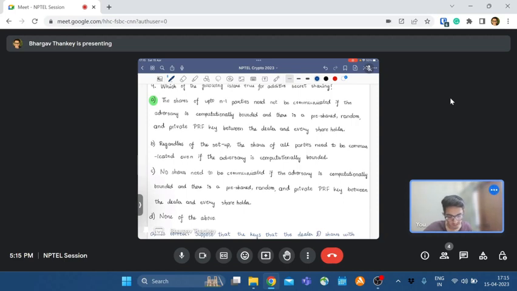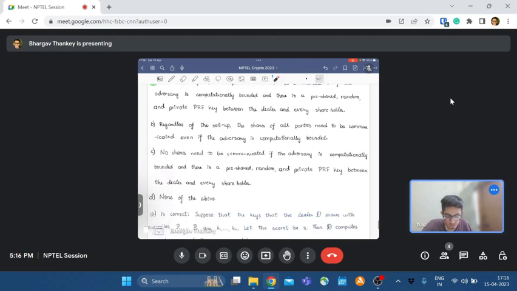What about B? Regardless of the setup, the shares of all parties need to be communicated, even if the adversary is computationally bounded. Well, this is false because there is at least one setup where we only need to communicate one share, right? The setup in option A, that is when every party shares a random and private PRF key with the dealer, right? So option B is also false.